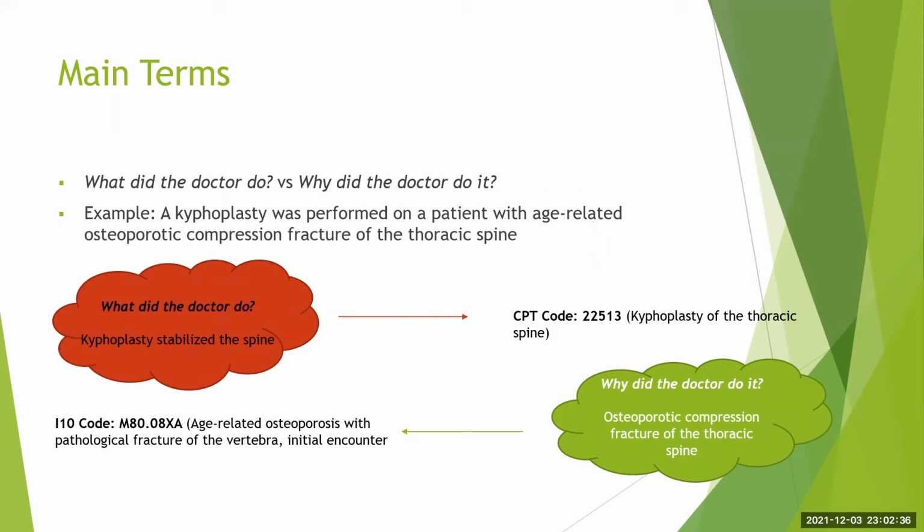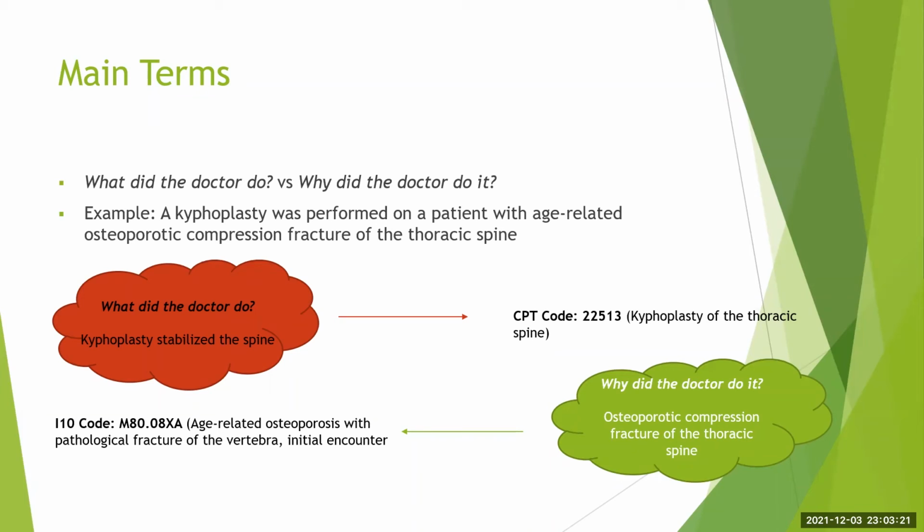What did the doctor do versus why did the doctor do it? Example, a kyphoplasty was performed on a patient with age-related osteoporotic compression fracture of the thoracic spine. So in this example, let's ask ourselves, what did the doctor do? The doctor did a kyphoplasty to stabilize the spine. The CPT code for that would be 22513. The next question would be, why did the doctor do it? And this would be where your medical necessity comes in. You have to prove with the ICD-10-CM code that the diagnosis prompted the procedure.